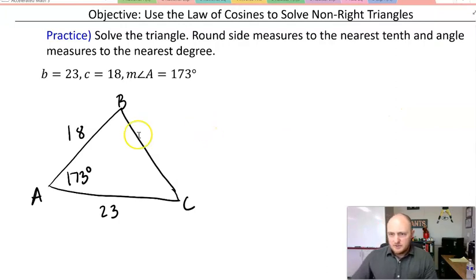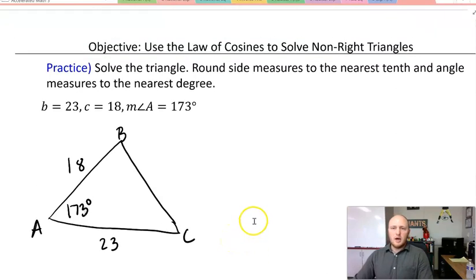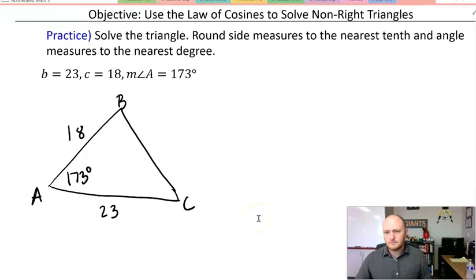Okay, so go ahead, use law of cosines. First, just try law of cosines. I want you to find side A using law of cosines. Okay, unpause me here in a second, and then I'll show you how to find that value.